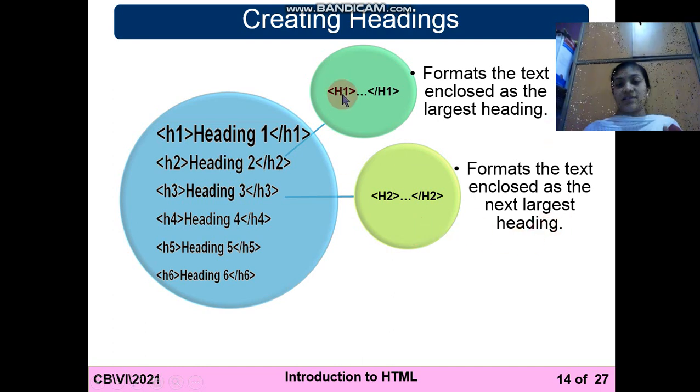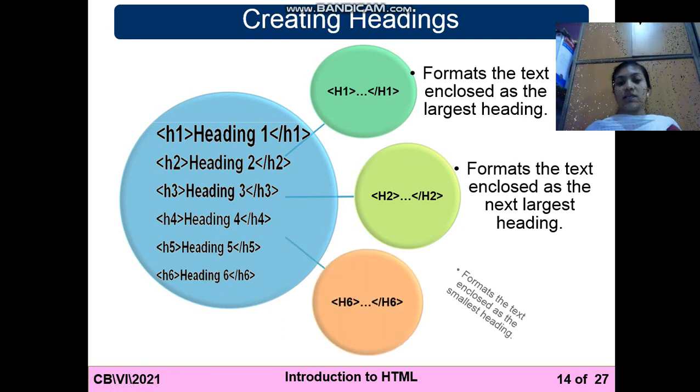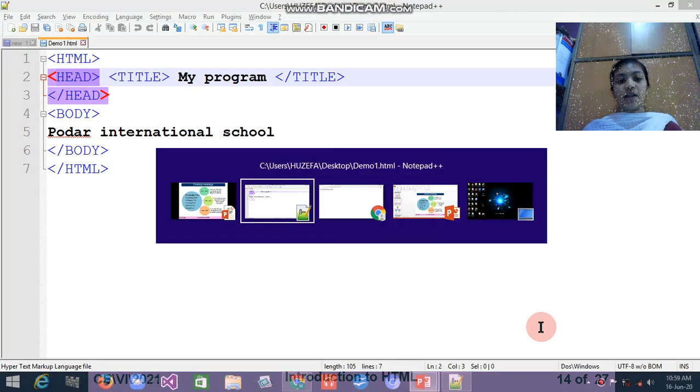First, the largest is H1, second largest is H2, third largest H3, fourth largest H4, fifth largest is H5, and the smallest is H6. You have to just remember all these things. Means H1 is the biggest and H6 is the smallest. Formats the text enclosed as the smallest heading. Let's see a demo for this.